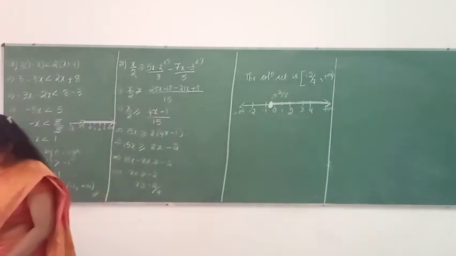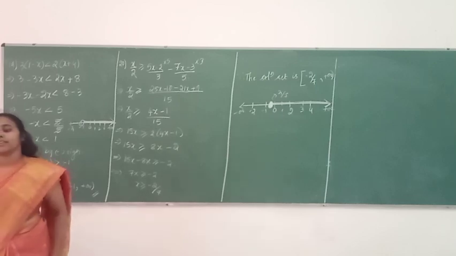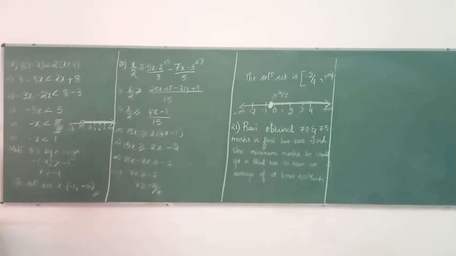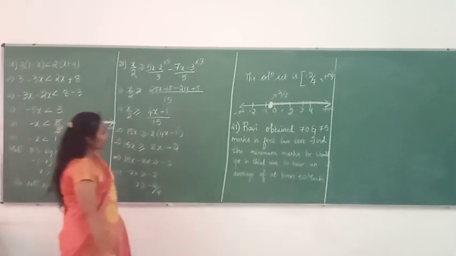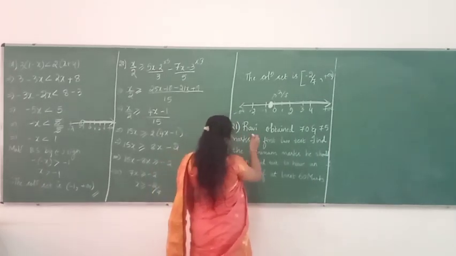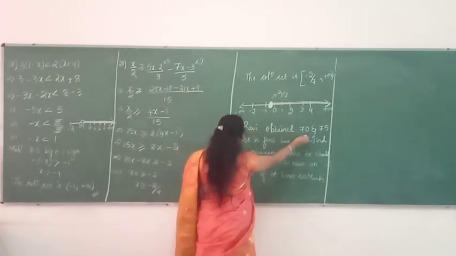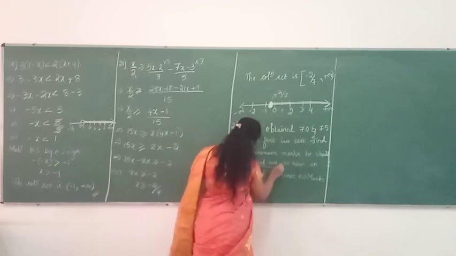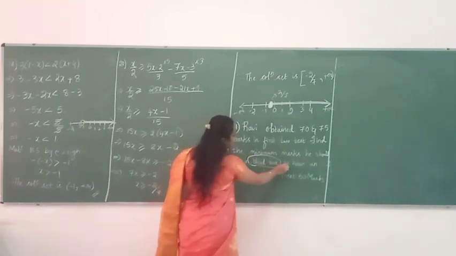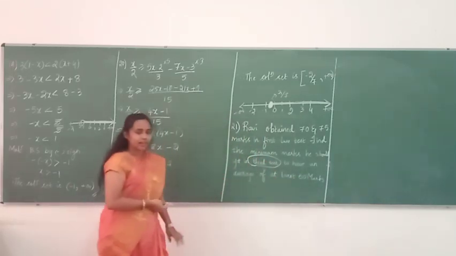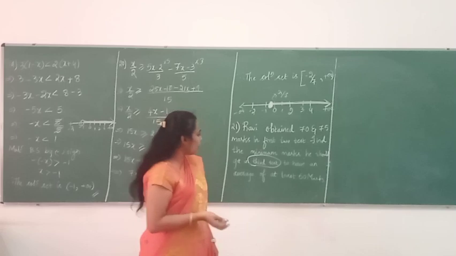Now let us move on to the next problem. Let us solve the 21st problem. So already the question I have written on the board. So what does the question say? Ravi obtained 70 and 75 marks in first two tests. Find the minimum marks he should get in the third test to have an average of at least 60 marks. So he must get either 60 or he might get even more than 60.